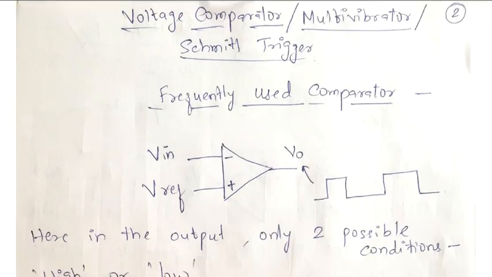So this is the voltage comparator, which can also be called as a multivibrator. It can also be called as a Schmitt trigger. Now all of them are, I won't say they are the same, but yes, they are definitely similar to each other with a few differences. So I will let you know the differences between them as per the requirement. Okay, so what I've mentioned here is a frequently used comparator. So this circuit is the circuit of a frequently used comparator.